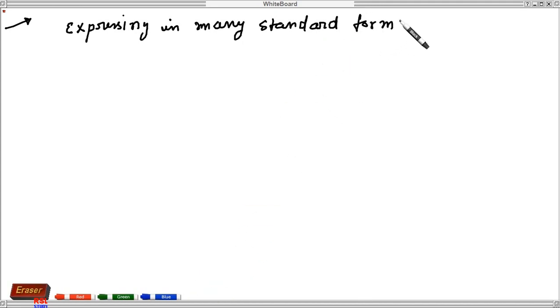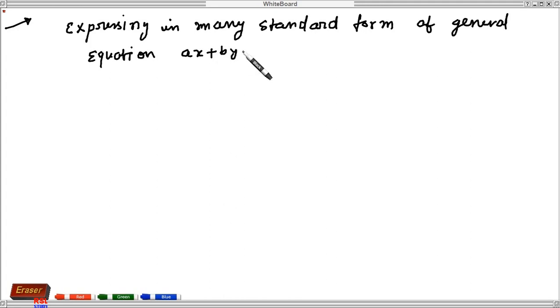Expressing the general equation in many standard forms. So the general equation is ax plus by plus c. This is the general equation of the line.